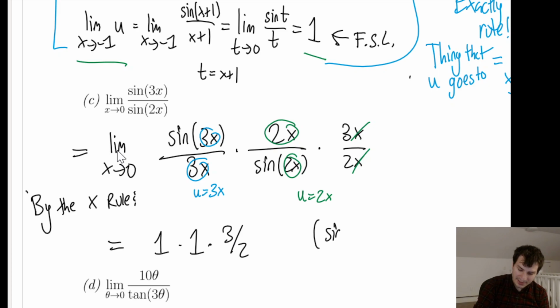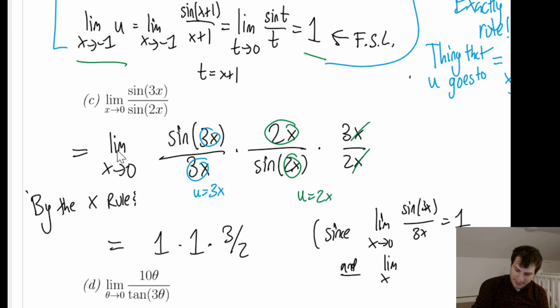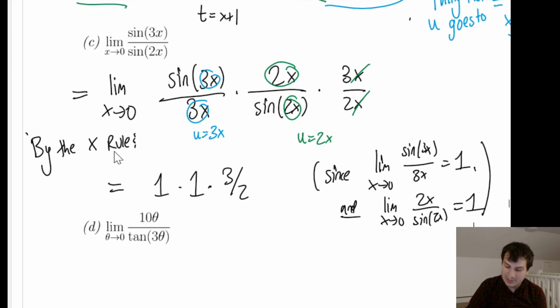And you could say, since the limit as x goes to 0 of sine of 3x over 3x equals 1, and the limit as x goes to 0 of 2x over sine of 2x equals 1, those are the two limits I used in the middle, and those two limits are exactly the fundamental sine limit, but with a u substitution. So the final answer is 3 halves, and we're combining all sorts of limit rules here.